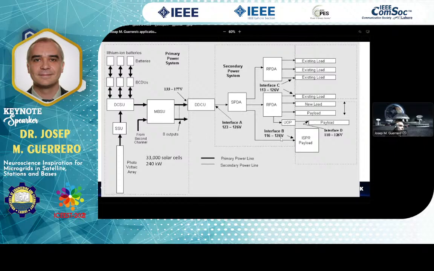So, it's important to highlight that this is the primary power line and the secondary power system. Primary is basically for generation and storage. These are the only bidirectional converters, and all the others are only one direction, which is the best in terms of efficiency. I'm saying this because some people think when you talk about microgrids that everything has to be bidirectional, and that's basically not true. So it's important to highlight this.